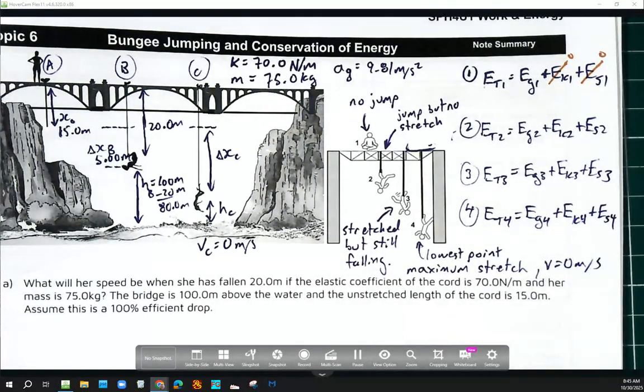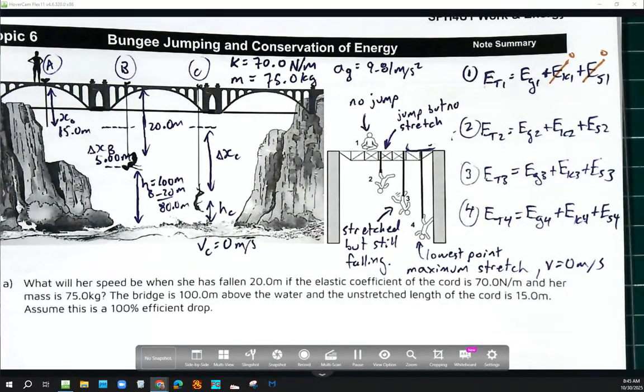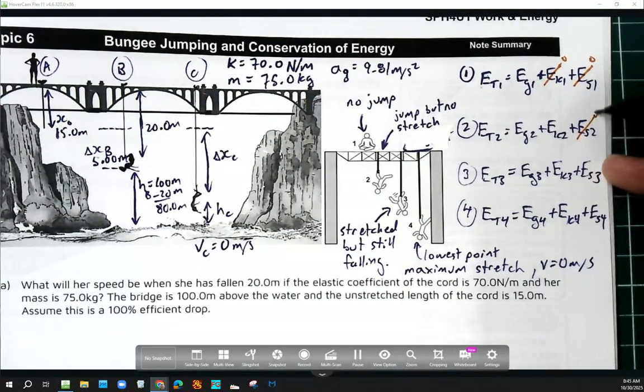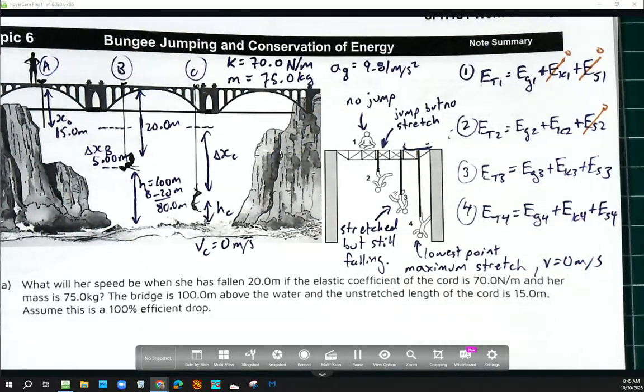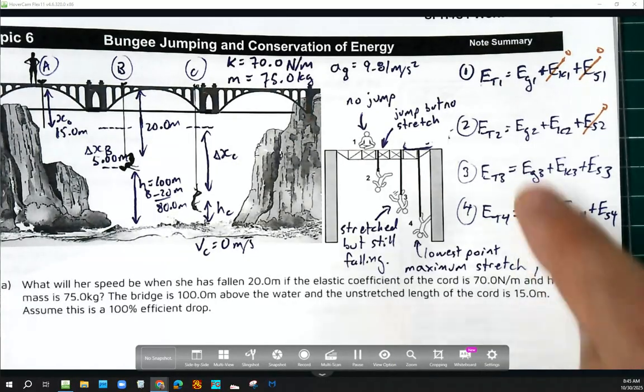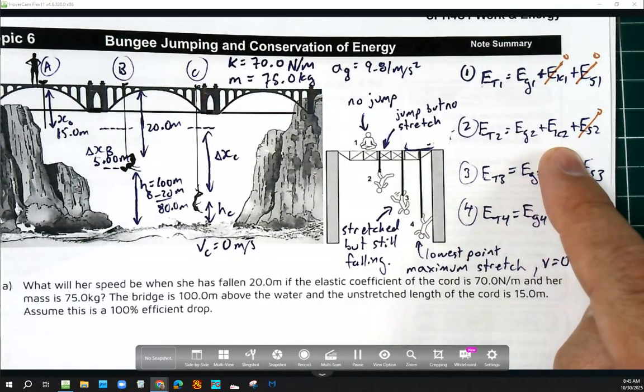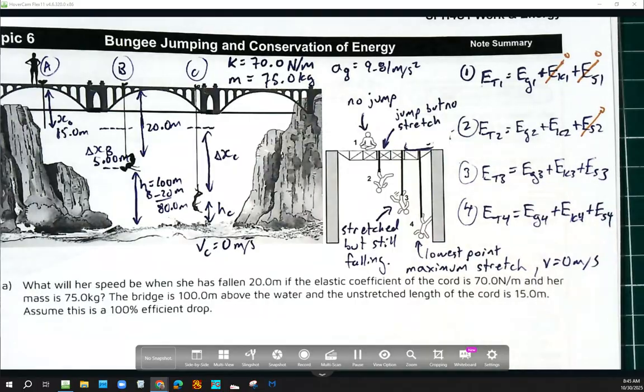Position 2. I'm part way down, but I haven't stretched the bungee cord yet. Can anything go to 0 on this one? Yeah. Still yes. Anything else? No, it doesn't seem like it. In fact, you're falling, so you're going to have some kinetic energy, and you're still going to be above the ground. Audrey?